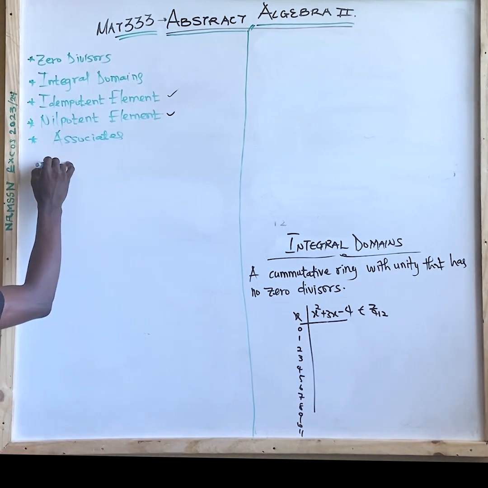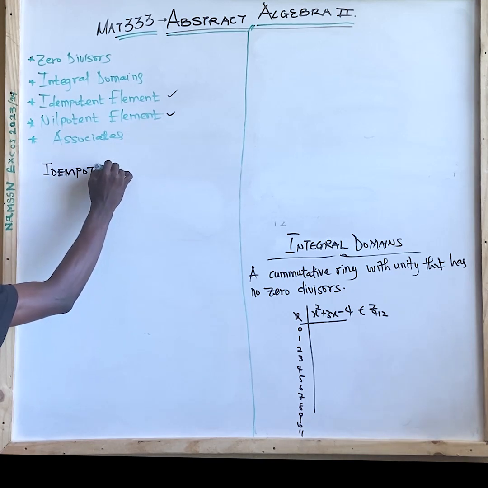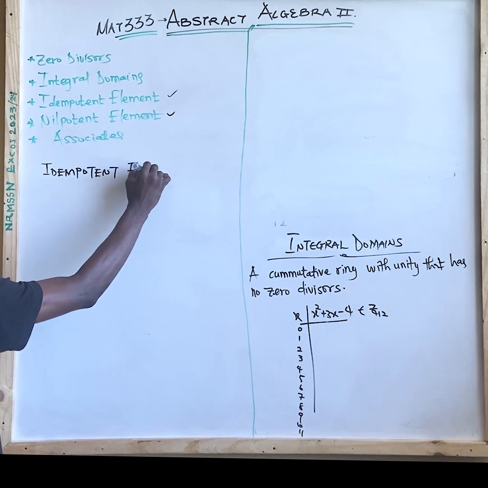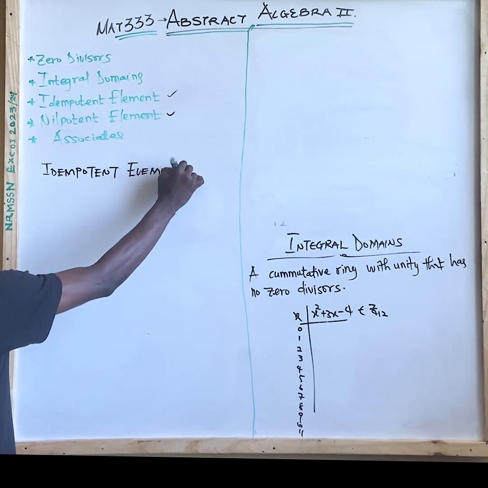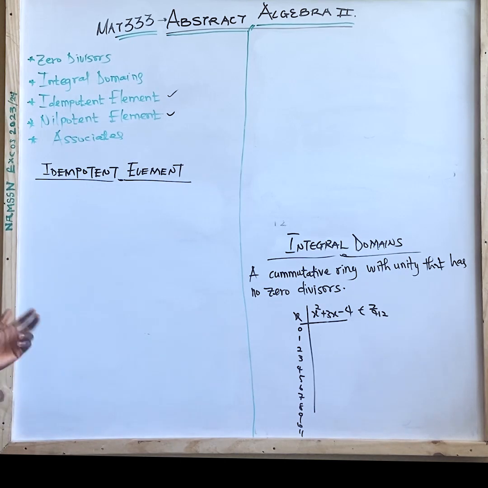Now, okay, idempotent element. First of all, we need to understand the definition of all of these things. All of these things we are saying are inside rings. So we have the ring as a whole. Then inside rings, we have zero divisors, integral domains, idempotent elements, and nilpotent elements. We have associates inside of them.